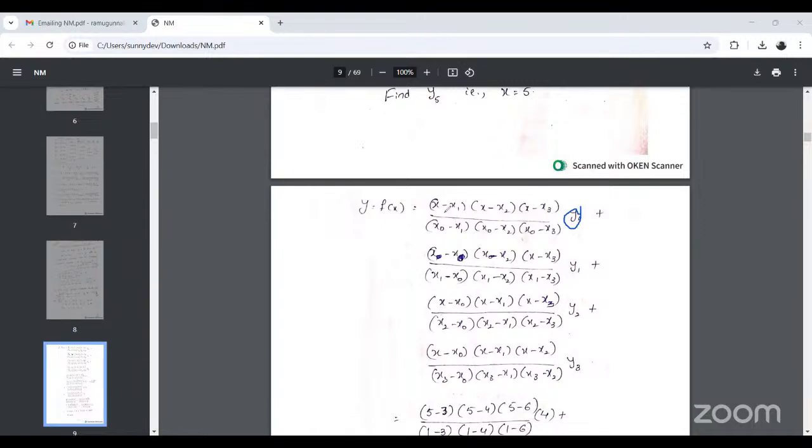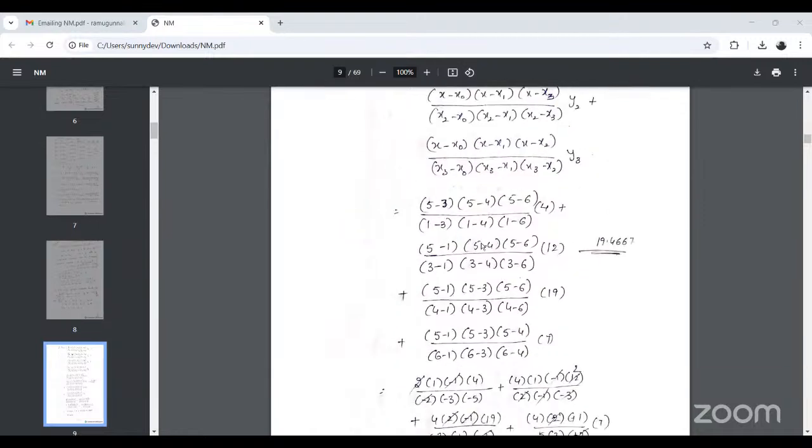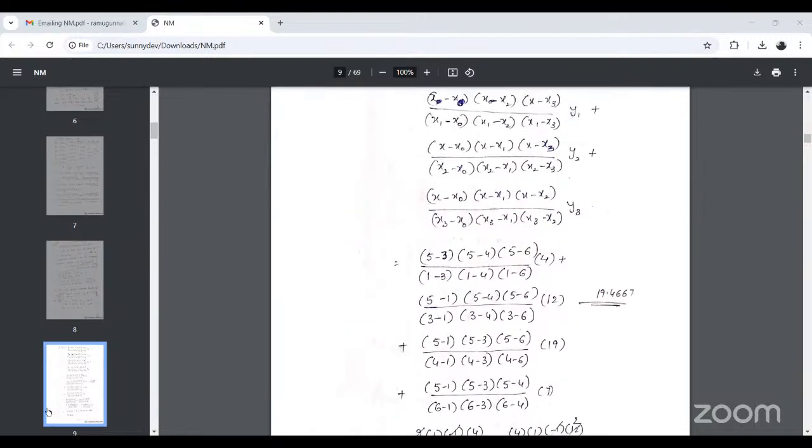Now this is (x minus x1)(x minus x2) y naught. Now this is y naught, y1, y2, y3. Now let's see here. Now we can substitute all the values here. So x we need to find, that is 5, and the x naught value, x1 value, all we can substitute here. Otherwise, we can do one more method.